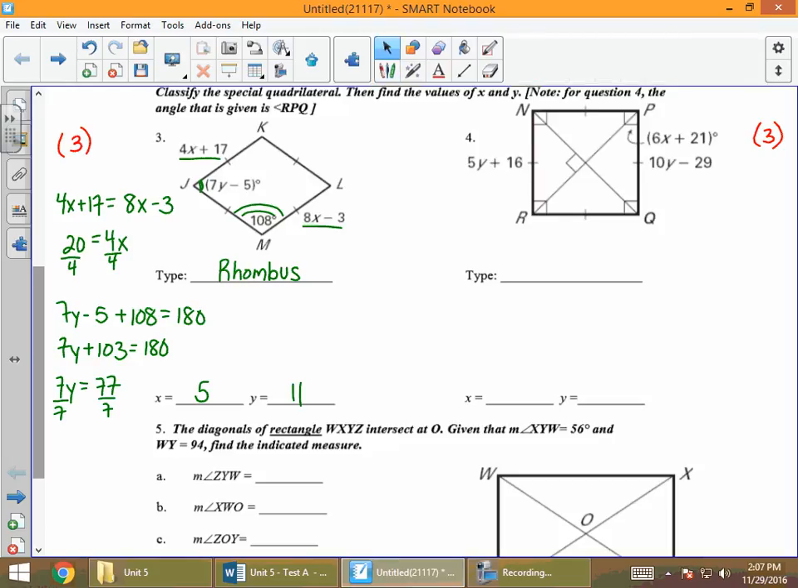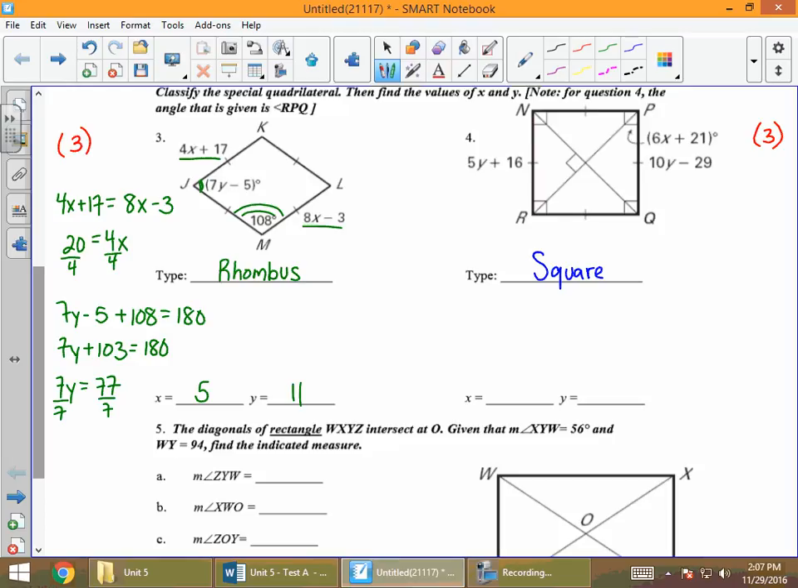All right. Number 4. Same thing, 3 points. I'm looking for the type, and then the x and the y. I see that all 4 corners are 90s, which tells me that it is a rectangle, and all 4 sides are the same, so it is a square.